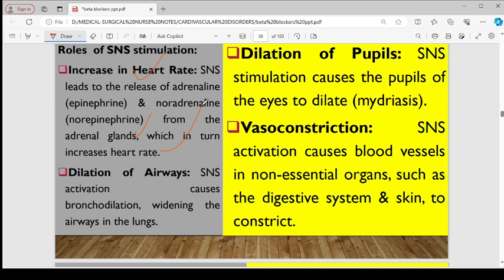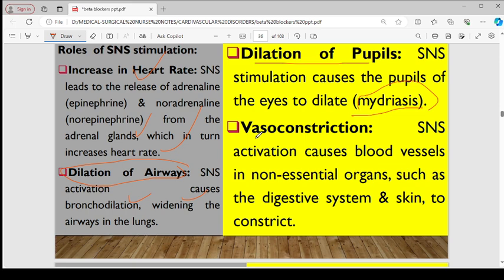Also, another effect of the sympathetic nervous stimulation is dilatation of the airways. You find that when the CNS is activated, it will cause bronchodilation, and this will widen the airway in the lungs, which provides for maximum oxygen exchange, just preparing the body for the fight or flight mode. Also, we have dilatation of the pupils. You find the sympathetic nervous stimulation will cause the pupils of the eye to dilate so that you can see better in a stressful environment, right? That's what we call mydriasis.